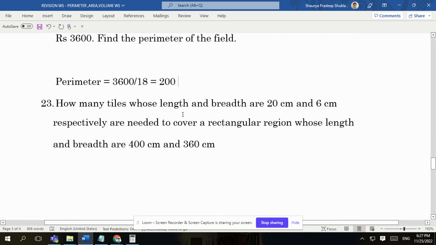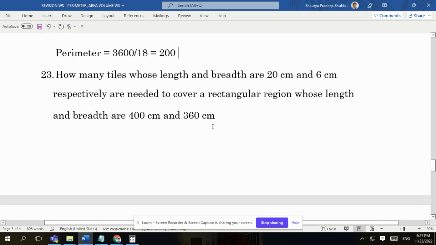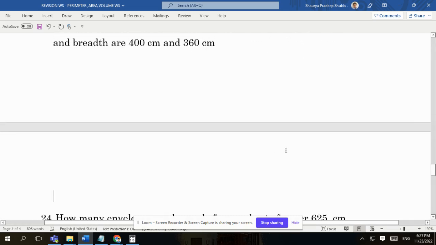How many tiles whose length and breadth are respectively needed to cover a rectangular region? Basically, it's like a bigger problem. We have to find the area of the room. So the area of the room we have to multiply, and that will be 400 multiplied by 360, right? I can also do it like this: 36 multiplied by 4 and then multiply by 1,000, right? So 36 into 4 कितना होगा?